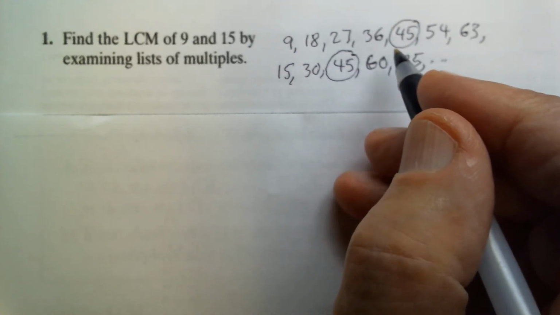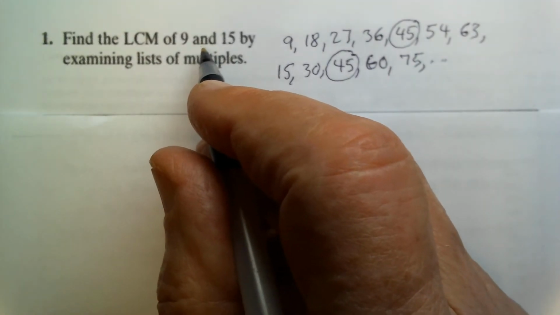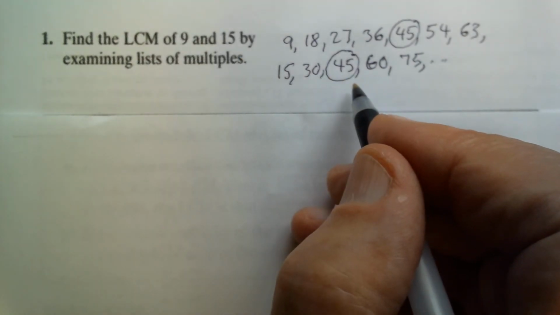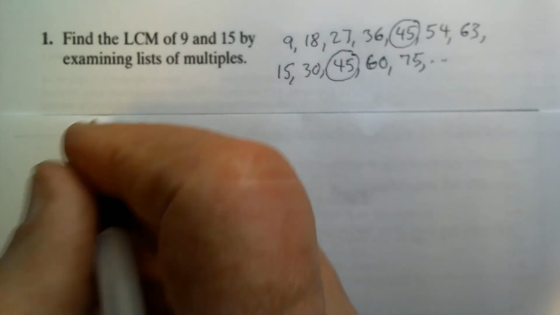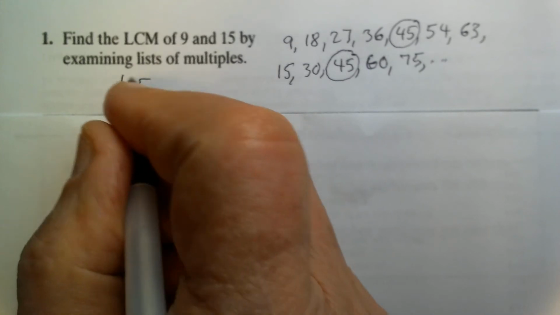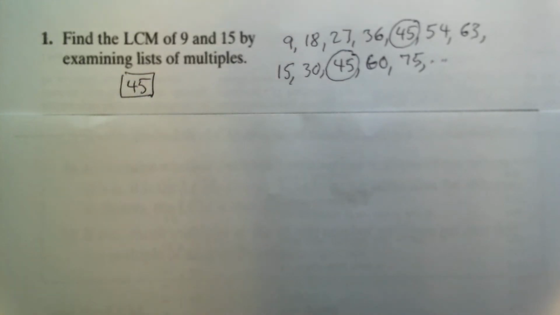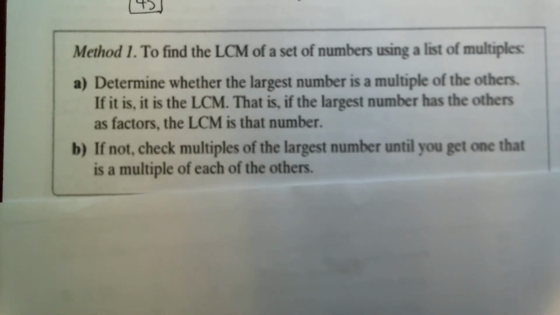In other words, 45 is the smallest number into which we can divide 9 and 15 without a remainder. So that's the LCM in this case. So the least common multiple is 45. That's one way of doing it, and we'll discuss some other methods. So here's the explanation, method number 1.